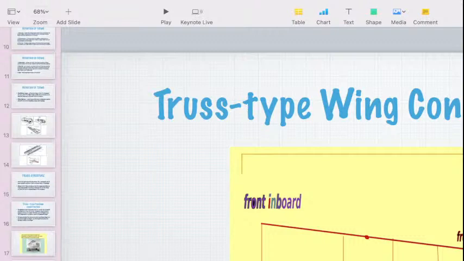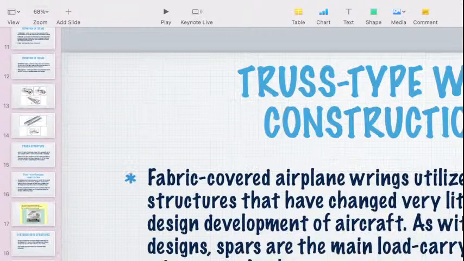And our truss type wing construction, we have our front inboard here, our front outboard. That's just a simple diagram for you. Truss type wing construction, as far as the wing goes, is talking about how fabric covered airplane wings utilize truss type structures that have changed very little throughout the design development of aircraft. As with other wing designs, spars are the main load carrying members in a wing truss.